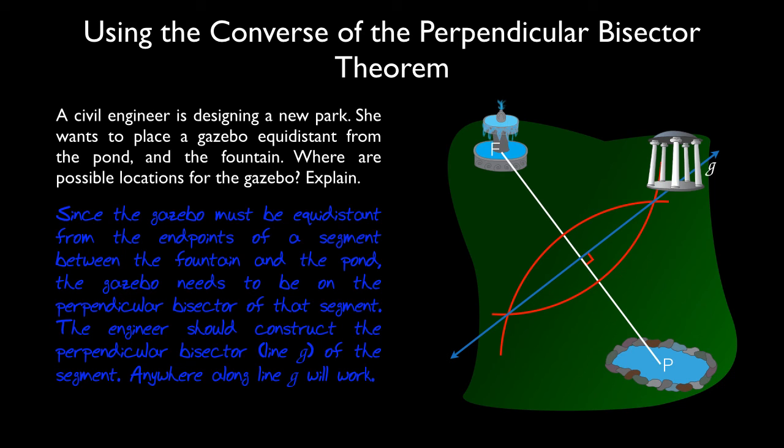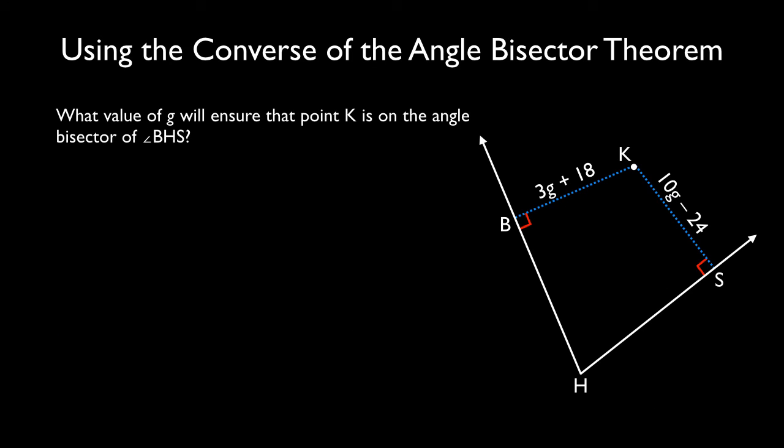Now let's take a look at the converse of the angle bisector theorem. We want point K to be on the angle bisector. How are we going to do that? Well, we are going to ensure that BK is equal to SK. That's the converse of the angle bisector theorem.